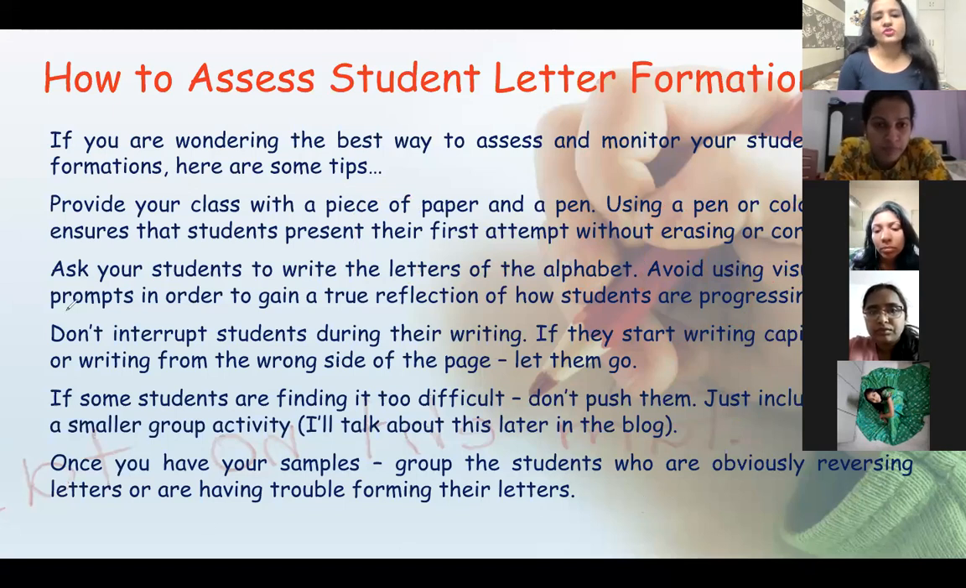Now ask your students to write the letter of the alphabet. Avoid using visual cues or clues or prompt in order to gain a true reflection of how students are progressing. Now initially you can show a letter, you can show कि आपको ये लिखना है, फिर आप hide कर लीजिए. Then you can hide, this is letter L, now write L. And then in the next round, you just tell them write L. Don't show anything. Don't show any visual clues, nothing. Okay. So this is how slowly you have to move ahead.